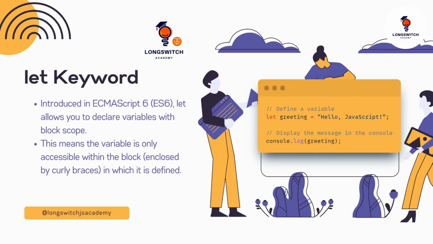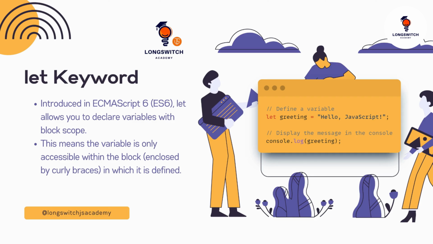The let keyword allows you to declare variables with block scope. So what does block scope mean? It means that a variable declared with let is only accessible within the block where it's defined. A block is typically any code enclosed by curly braces, such as in loops, conditionals, or functions.